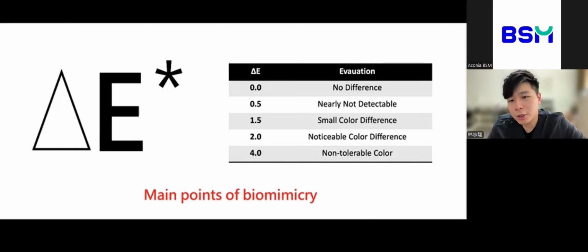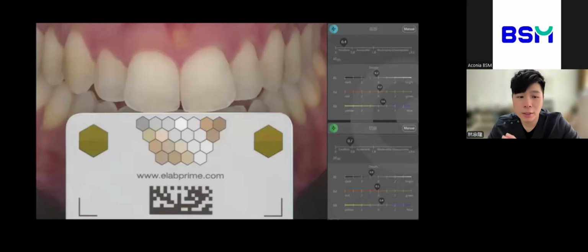So the shade matching tool I use most often is the eLab. It helps me clearly see the difference between the current shade and the target color. But honestly, matching the color is actually the last step.